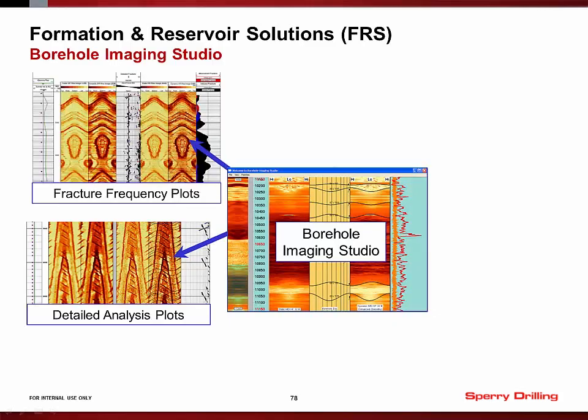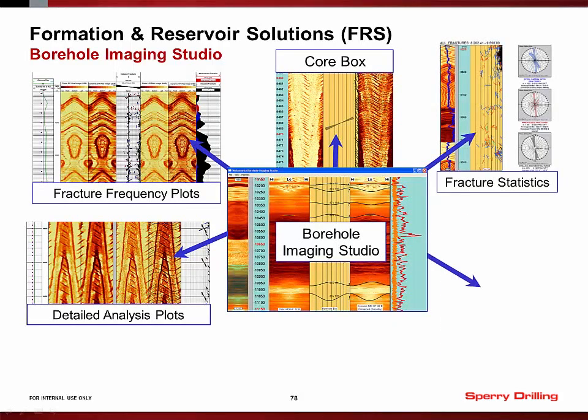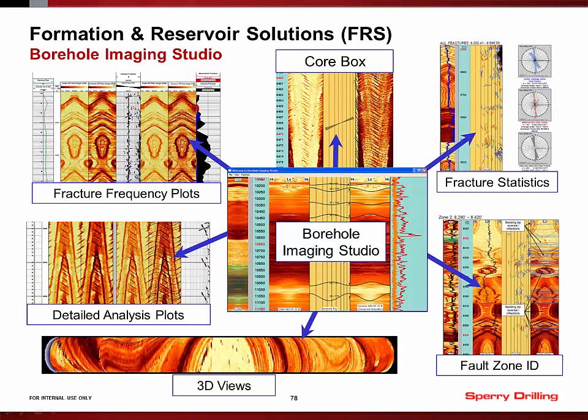You can get all kinds of outputs from Imaging Studio, from detailed plots to fracture frequency identification plots, core box representations. This is almost like a pseudo core type view. Some statistics, you can get all kinds of fracture statistics and other statistics out of the software. Some interpretation of complex zones, like around a fault. Here's an example where it's an extremely complex situation, but all the different features have been interpreted and classified to help you understand, or help the customer understand, what the structure is doing. And three-dimensional views of the wellbore even.